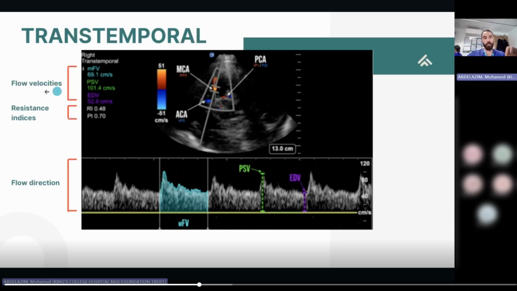So as you can see here, you get some velocities, and those will be the mean flow velocity, the peak systolic velocity, and the end diastolic velocity. And then you get a couple of resistance indices. Those are the resistance index and the pulsatility index, as you can see here. And then you've got the waveform or the flow direction, and you use all of those parameters basically to interpret your results.